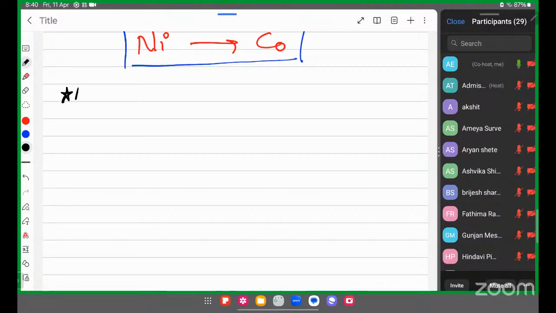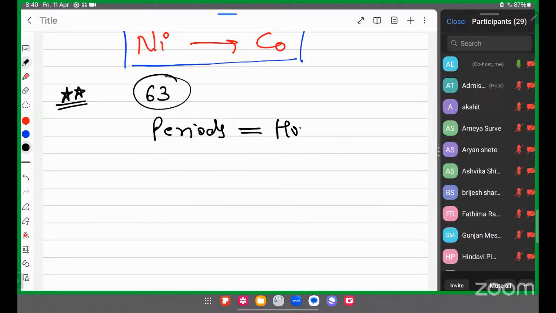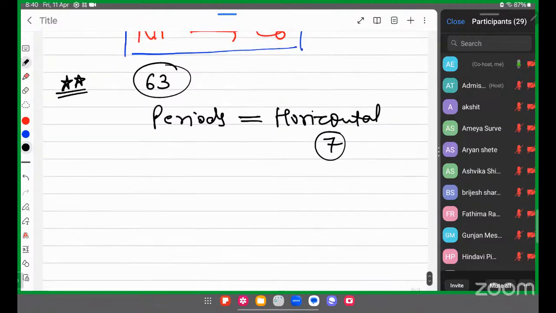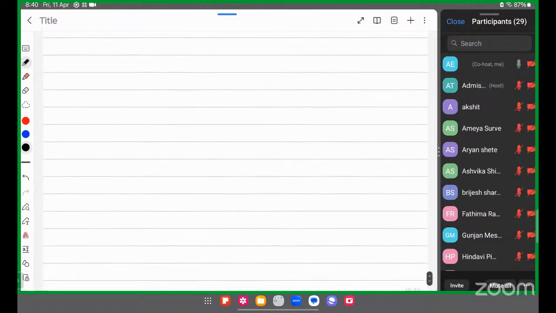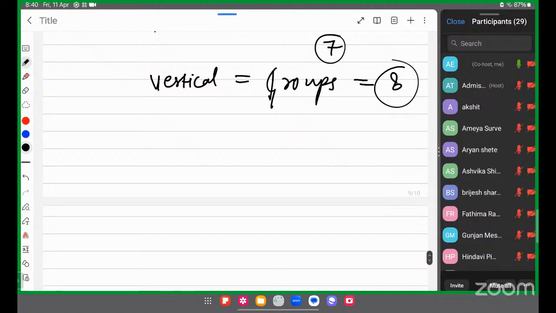Another point about Mendeleev's periodic table is that there were a total of 63 elements known at that time. In Mendeleev's periodic table, we have 7 periods, which are horizontal rows. They are 7, and the vertical rows, which are known as groups, are 8. There was no different place for noble gases in Mendeleev's periodic table.